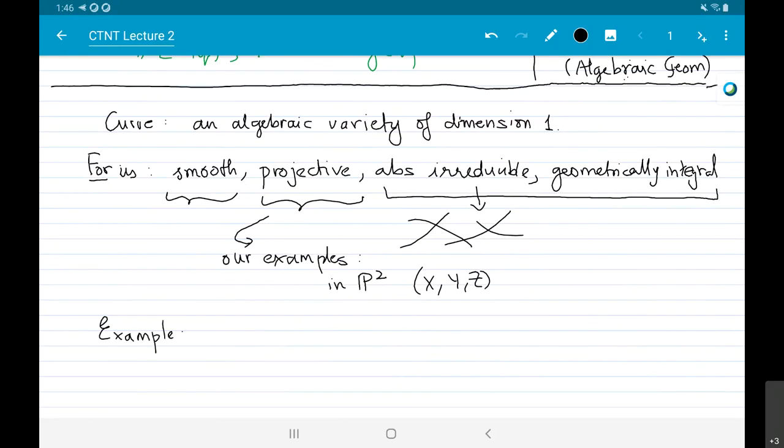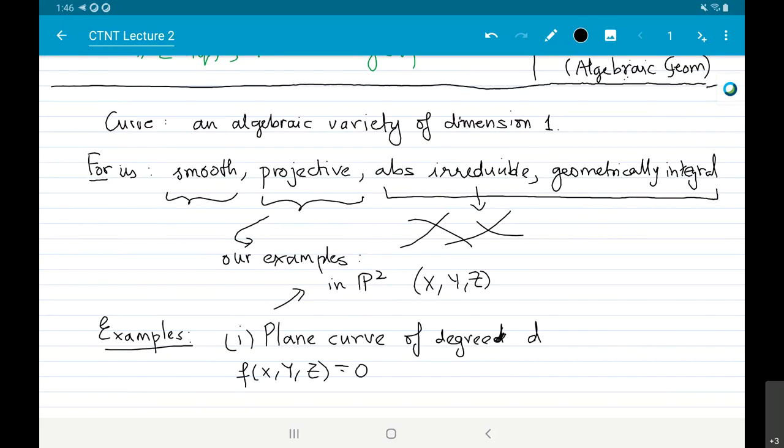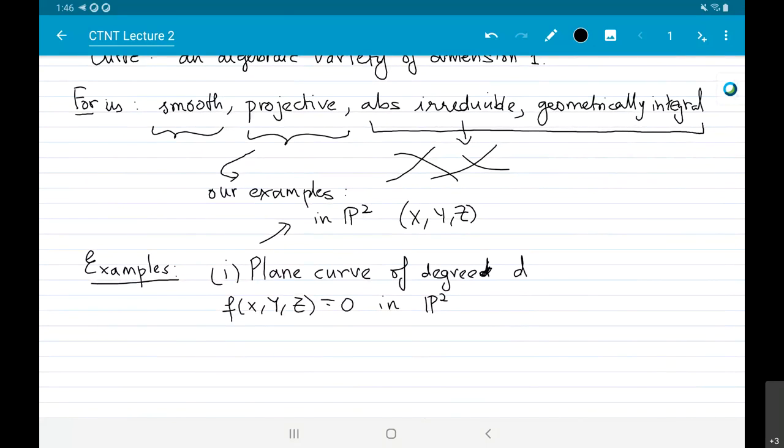The first one is the general class of these curves that I was talking about here. They're called plane curves. A plane curve of degree d is defined by a homogeneous polynomial of degree d inside P2. After dehomogenizing, you can think of it as just an equation that looks like the sum of a_ij x^i y^j equals 0, after setting z equal to 1.